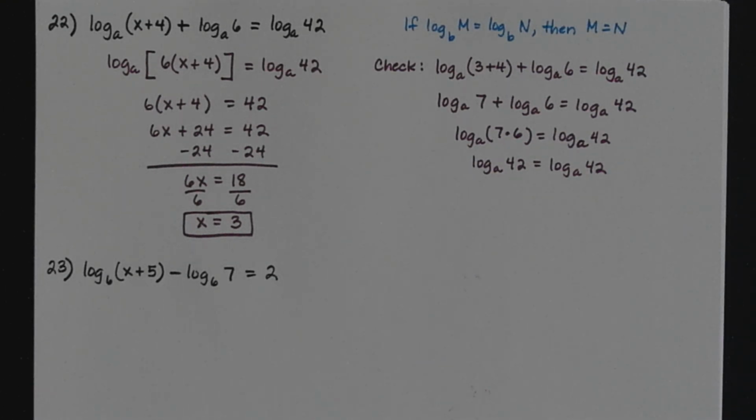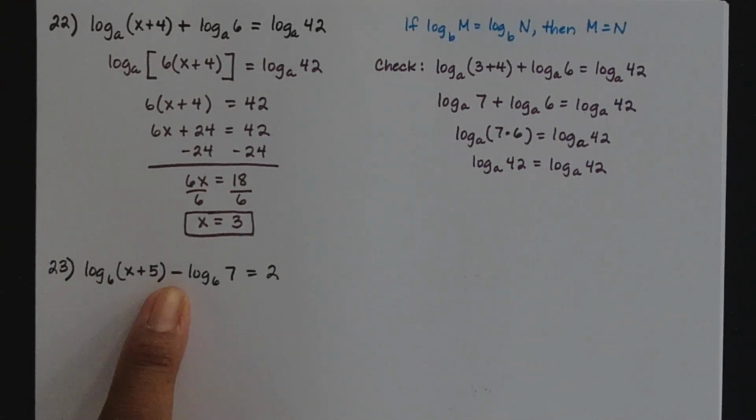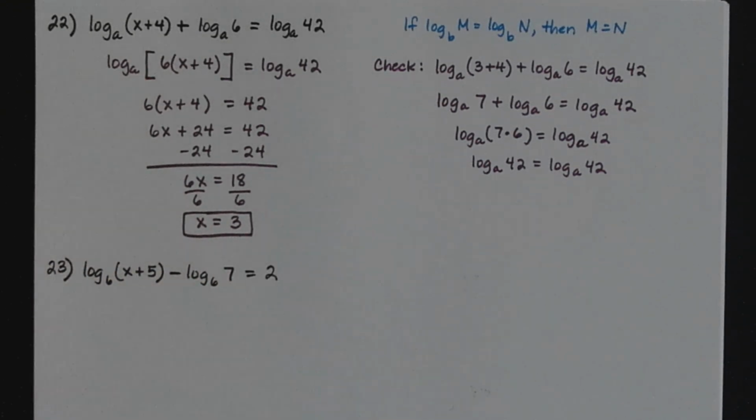As you can see here, this one's a little bit different because where in number 22 you had the logarithm on both sides, in 23 you have the logarithm on only one side of the equation. So we'll start by condensing the left side as a single logarithm. Notice this time I have a minus sign in between the logarithms. So what rule can be applied here? Is it the product, the quotient, or the power rule?